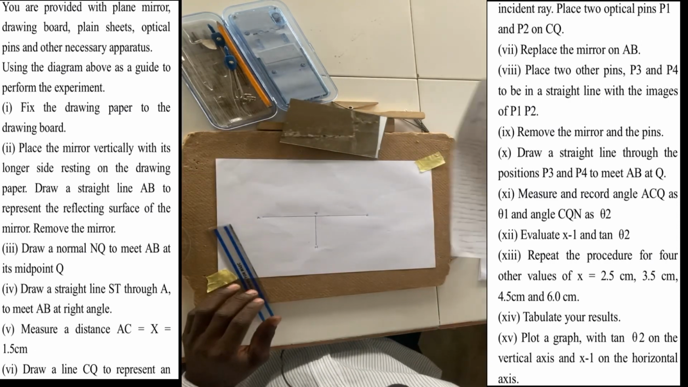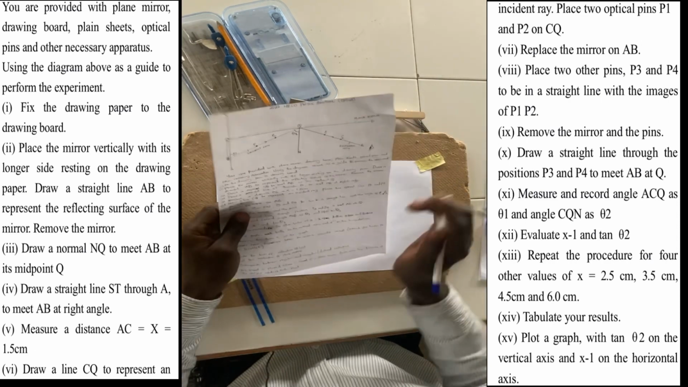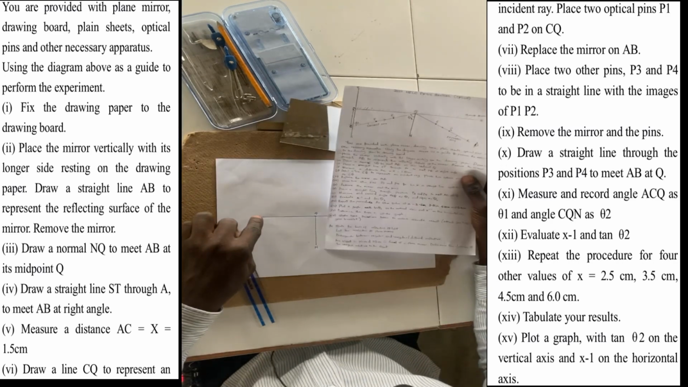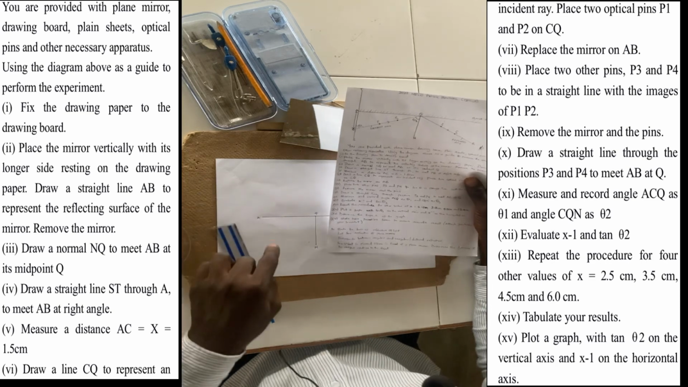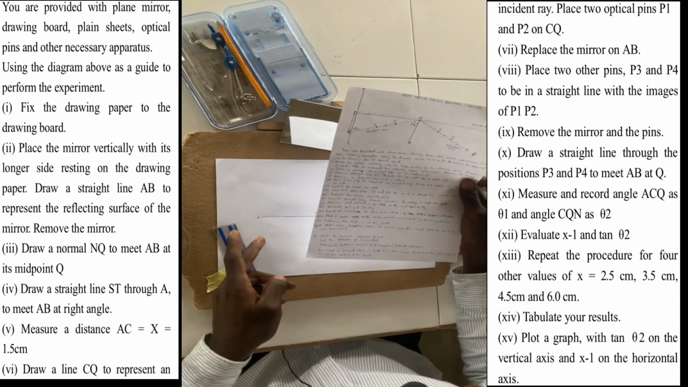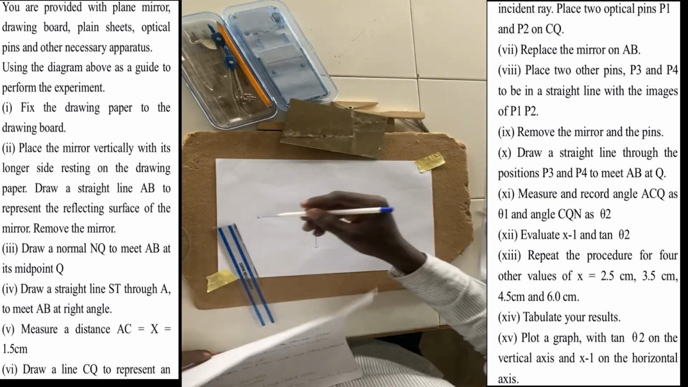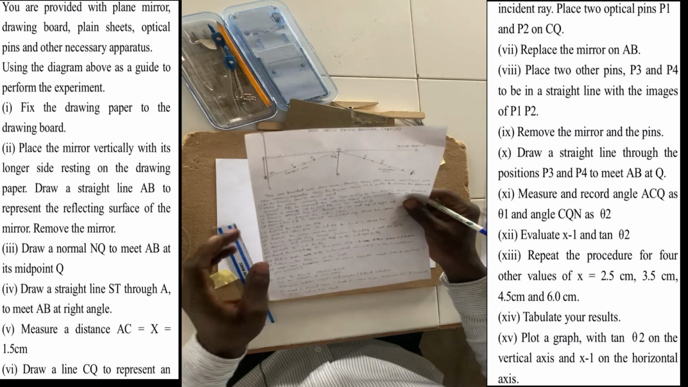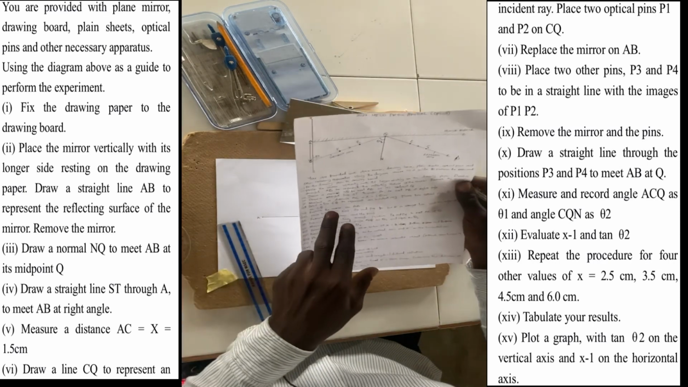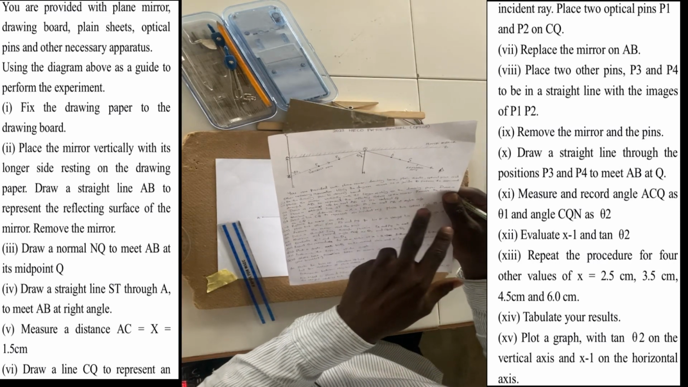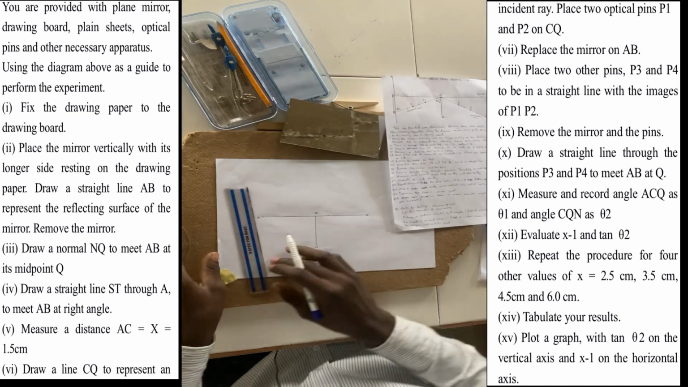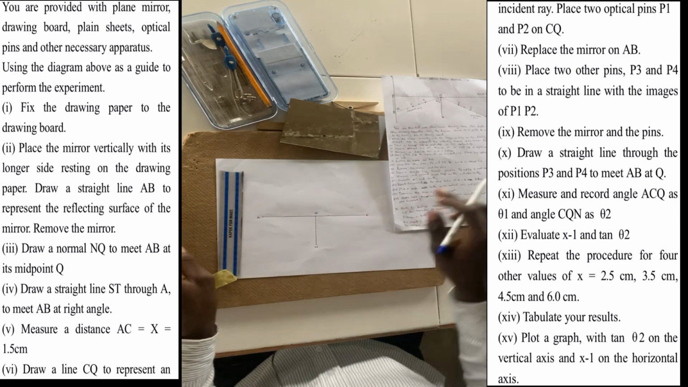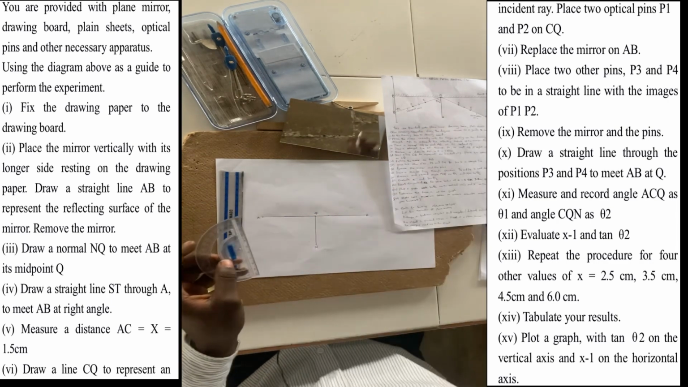Now the next thing. What is the next thing that we are asked to do? Draw a straight line ST through A. Now, this is our A here. The point here is A. Then we have to draw a line ST through A. How do you go about it? To meet line AB at right angle. Meaning that we have to draw a line ST through A to meet line AB at right angle to each other.